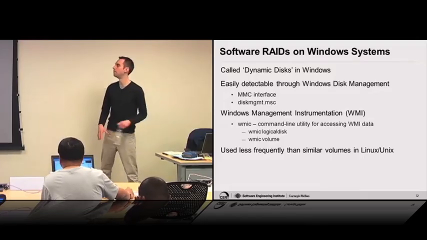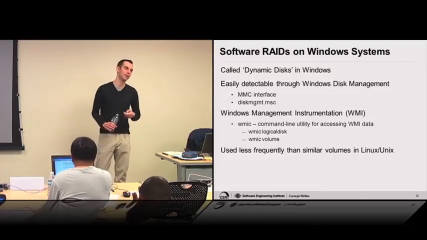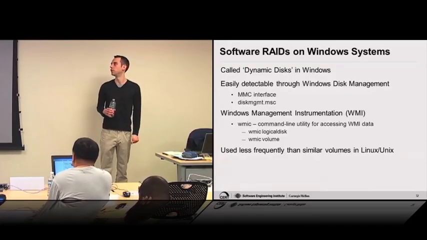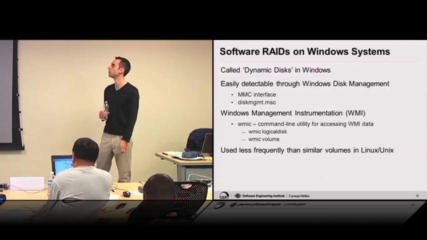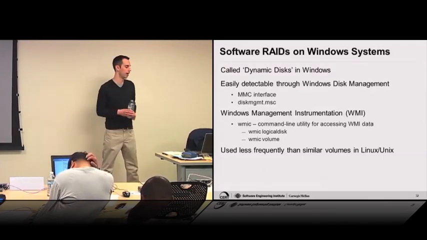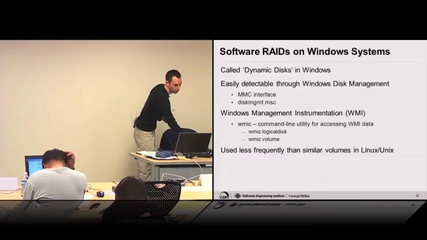But okay. So some of the other things deal with software RAIDs. In Windows, they call them dynamic disks, which is just their name for it, I guess. But it's basically a software RAID. There are ways that you can detect it. Most of the way, it's going to be looking through Windows Disk Management.